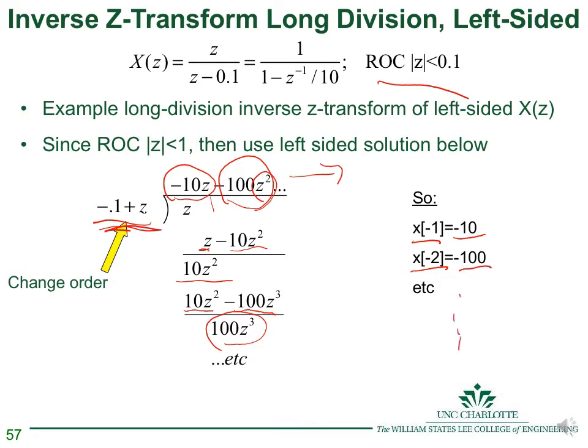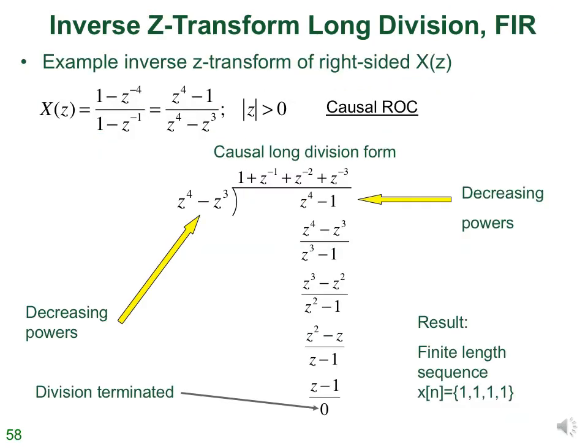I'll just point out another example where the division ends. And so this is the example we did where the sequence was 1, 1, 1, 1. We found that Z transform, but we're going to do long division. And so I'm going to multiply top and bottom by z to the 4. And so the denominator is z to the 4 minus z cubed when I do that multiplication. And I divide that into the numerator.